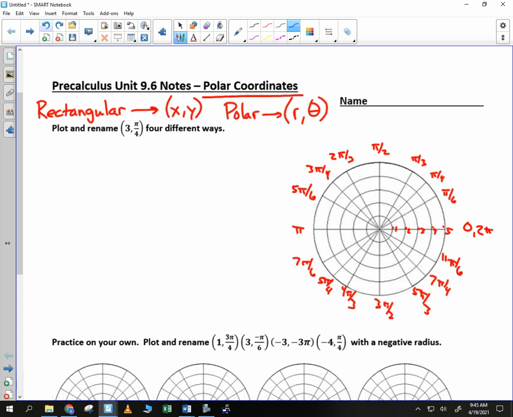So it says plot and rename 3 pi over 4 different ways. So I'm first going to plot it, and it's as simple as just going 3 units on your radius. So 3 units out, and then turning up to pi over 4. Now, I'm not going to lie. Plotting polar coordinates can be confusing sometimes for people. And I would encourage you to do the angle first and the r value second.